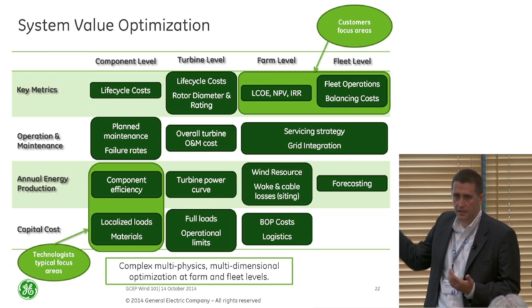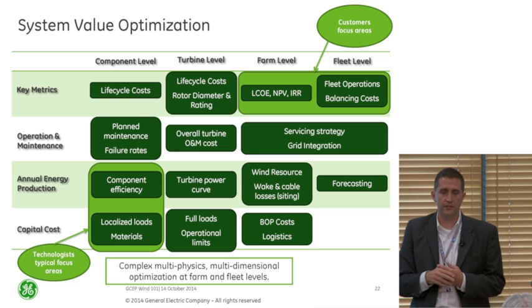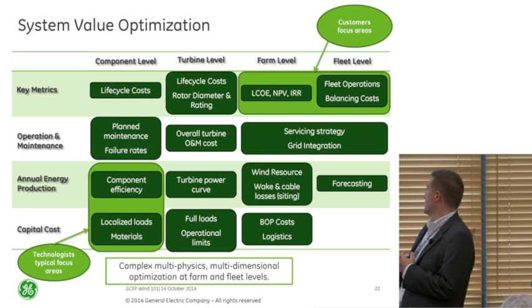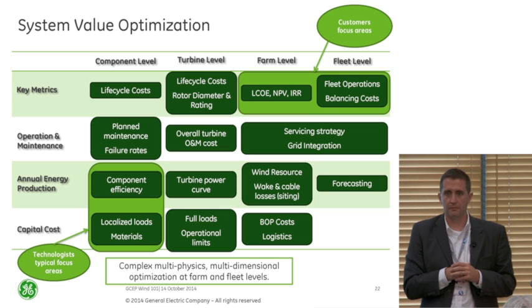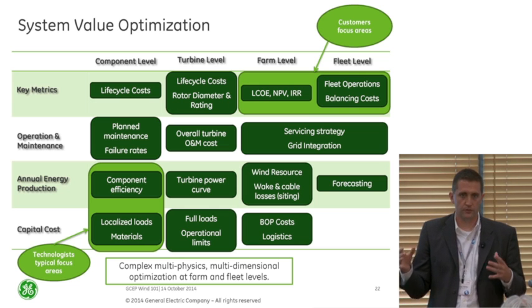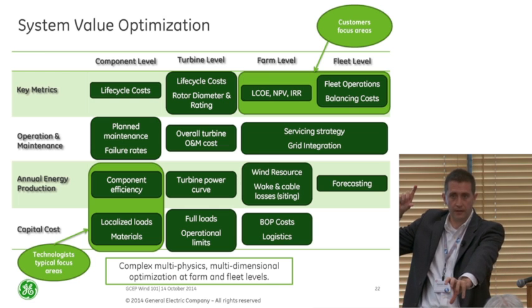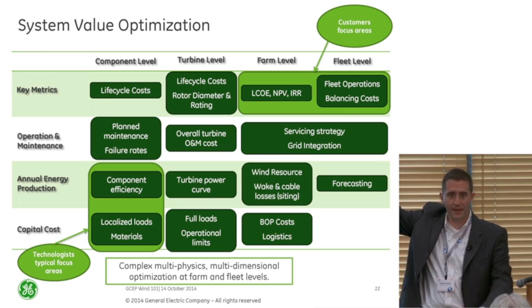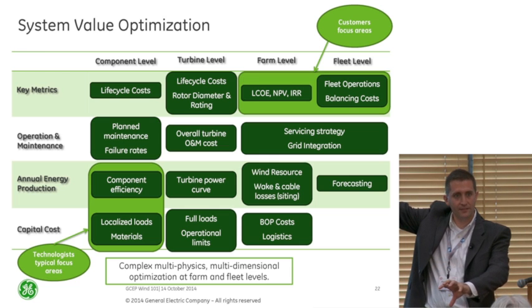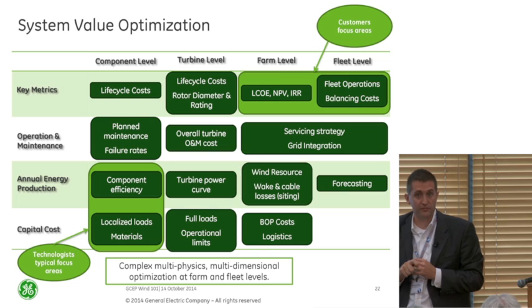They want to make sure that when they run their project economics, the LCOE, the NPVs, the IRRs make sense, that they can look across the fleet of all the different things they have and there are no big problems on O&M. So there's this big gap between those two, right? The look of where the technologists like to look and where customers and people like banks, who are going to finance these things, look. So really the way of system value optimization is to fill in some of those gaps.